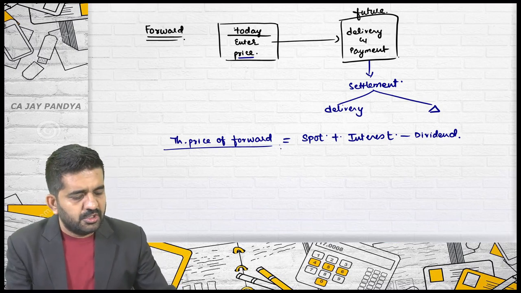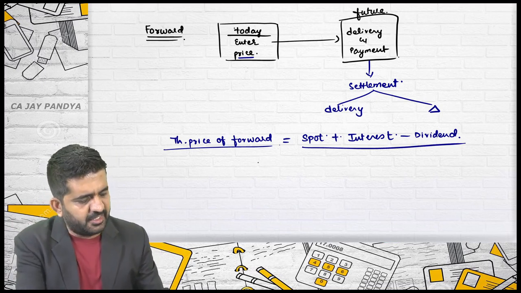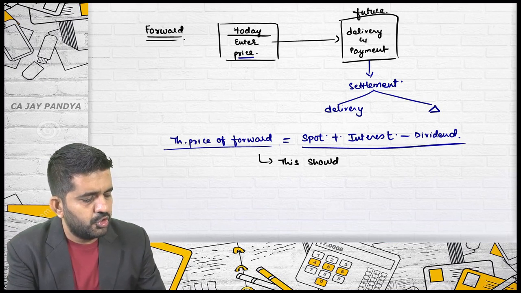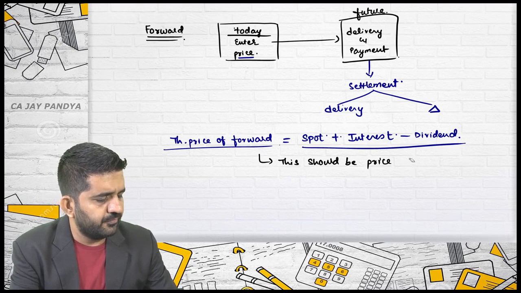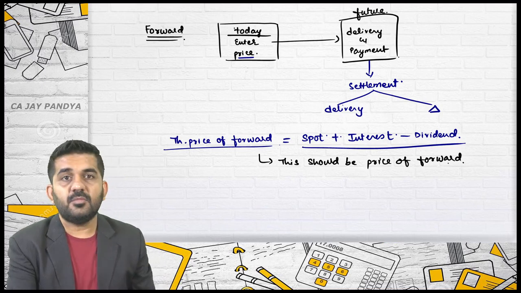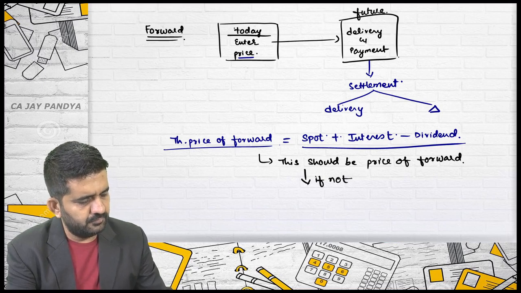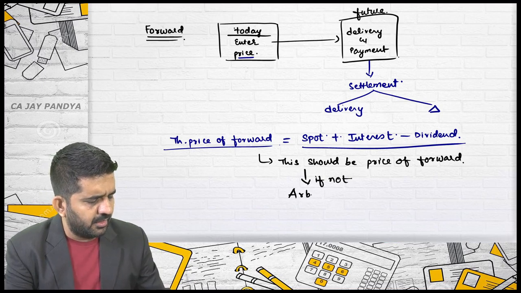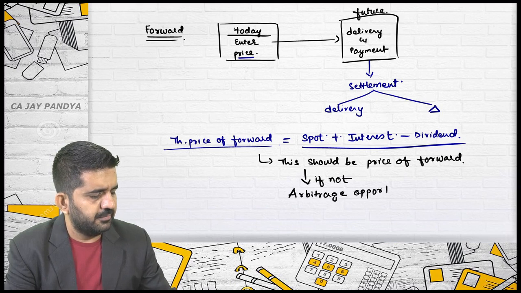So this will be the theoretical price of forward, and once again understand what is the meaning of theoretical price of forward. This should be the price of forward. If not, then there will be an arbitrage opportunity.